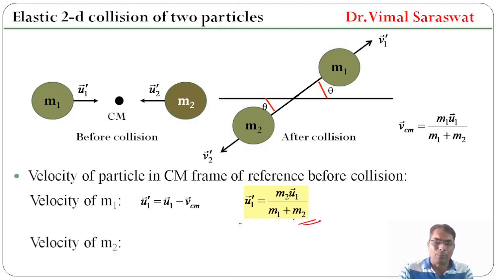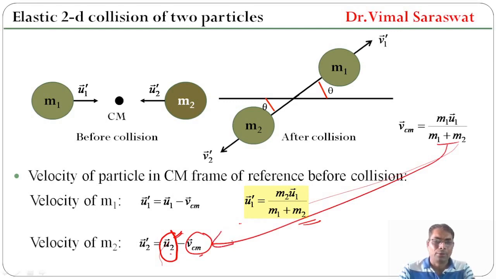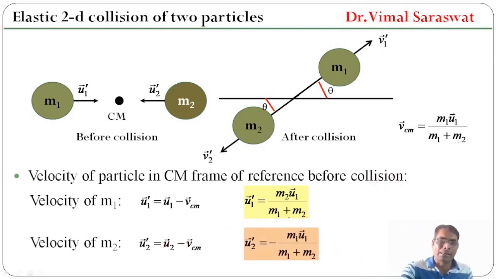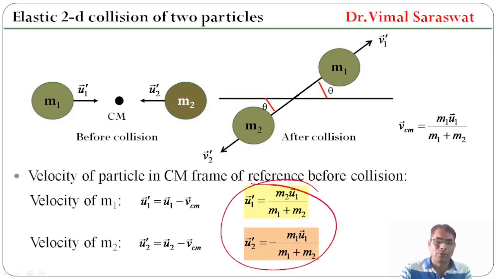Velocity of particle of mass m2 in center of mass frame of reference, u2 dash equal to u2 minus vcm. Because the particle of mass m2 is at rest in laboratory frame of reference, u2 is 0. So we just put the vcm value here. So u2 dash equal to minus m1 u1 upon m1 plus m2. So these are the values of velocity of particle of mass m1 and m2 in center of mass frame of reference before collision.